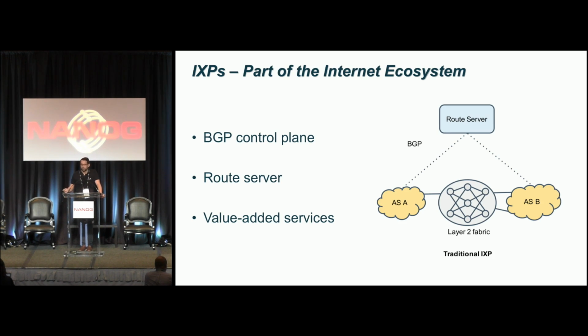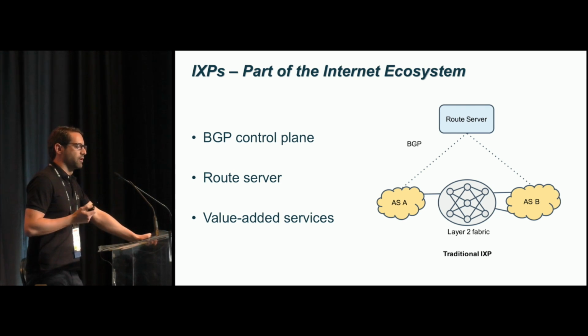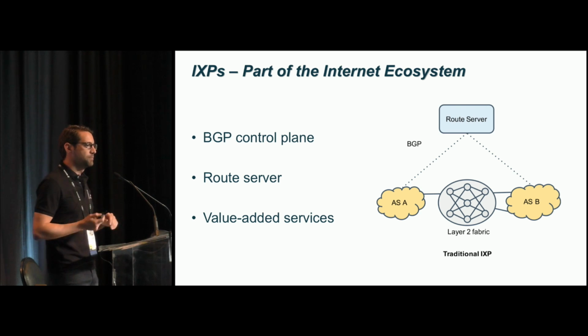So, to motivate this talk a little bit, we all know that IXPs are part of the internet ecosystem, and we all have a mental model in our minds when we're talking about IXPs. So let me quickly recap what we have here. The picture on the right-hand side shows a very simplified version of an IXP. We have the layer 2 switching fabric, which in the simplest case is just a switch, and in a more complex case it can be multiple switches and a huge layer 2 broadcast domain.